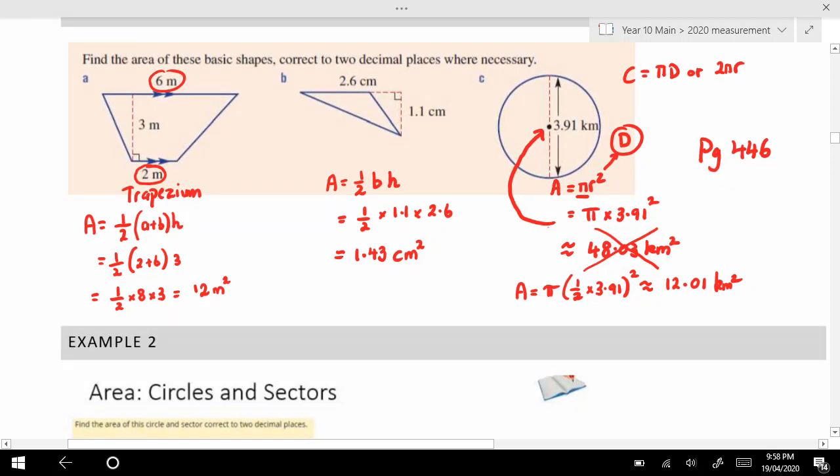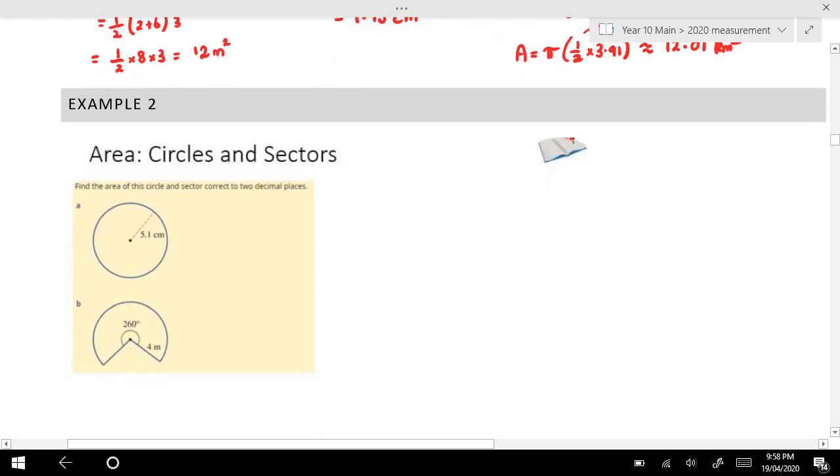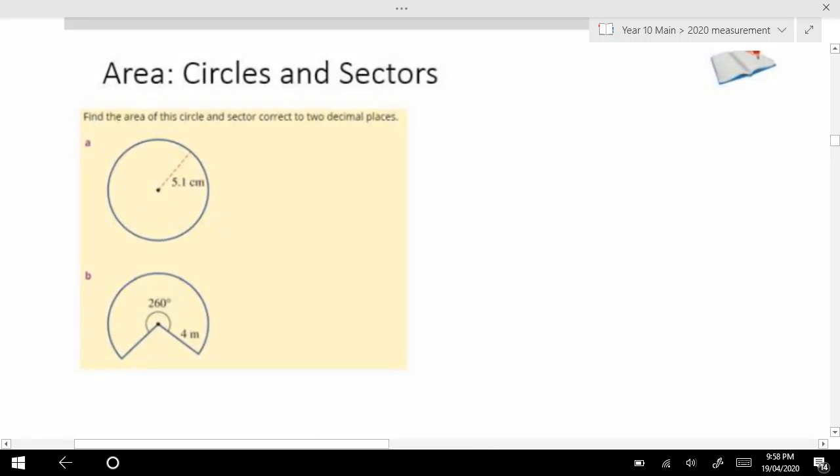So what we're going to do now is, this time it's nice and easy. You can do this. I'll get you to pause this video now and have a go at this one, please. I'd like you to find the area.